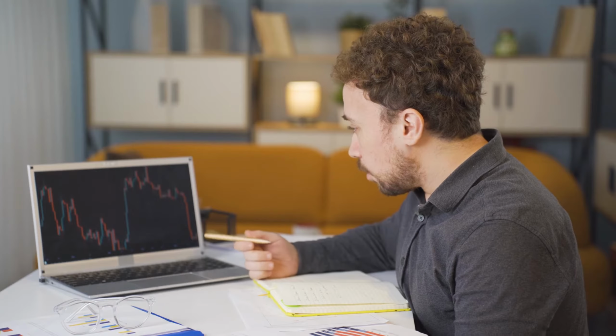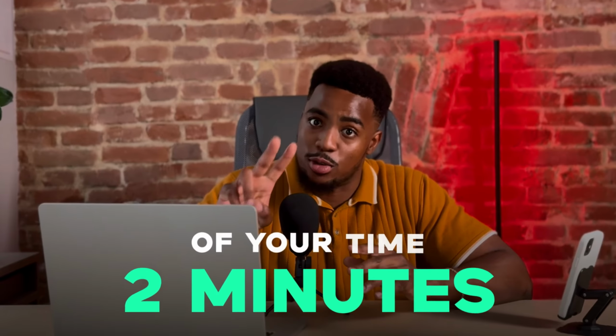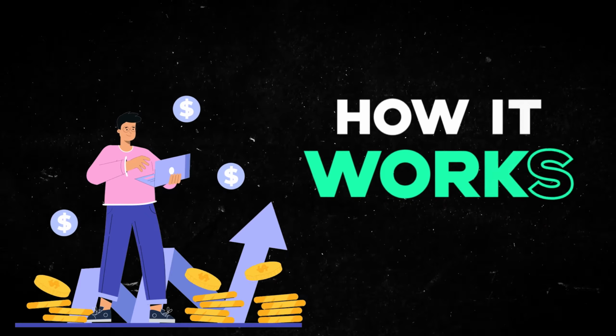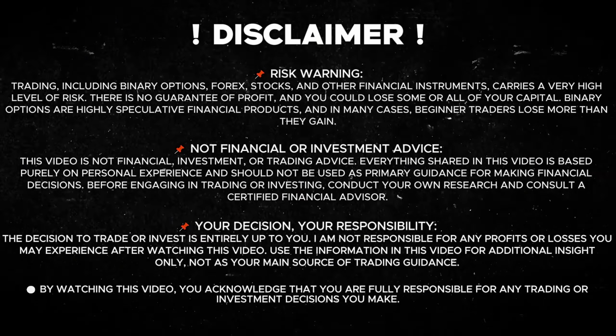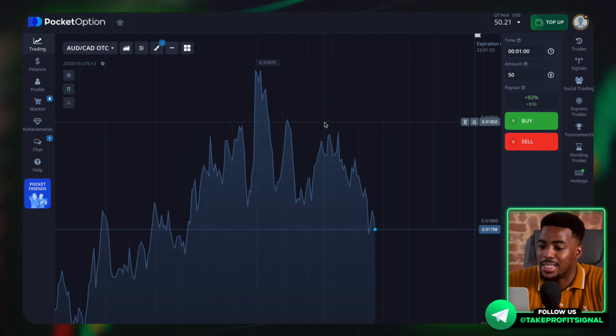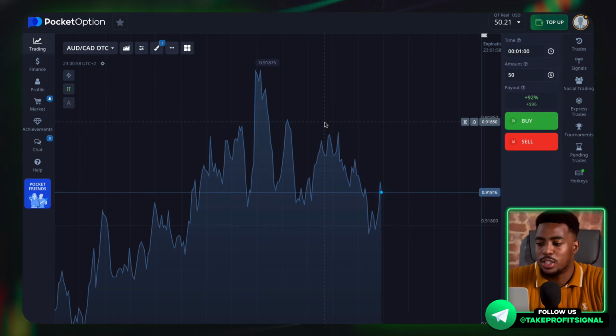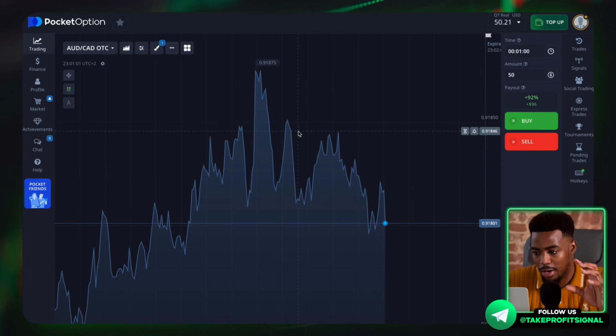I understand that trading can be difficult, but I ask you to give me 2 minutes of your time and you will not only understand how it works, but also make money. Now let me explain step by step how to make profitable trades easily. Today I am trading on the Pocket Option platform, but you can use any broker.